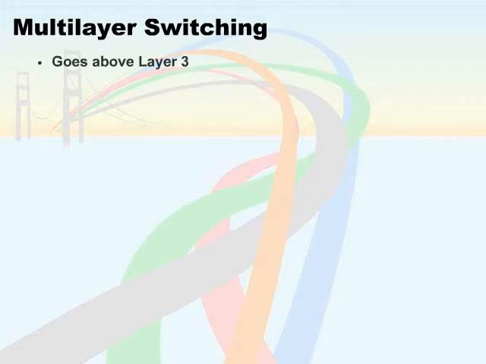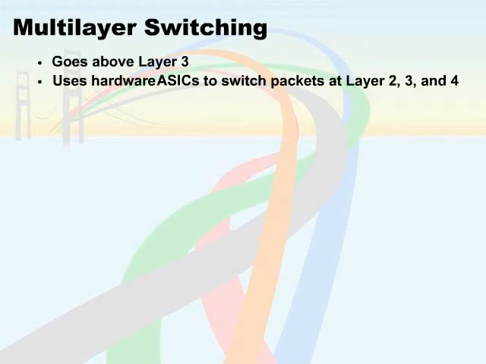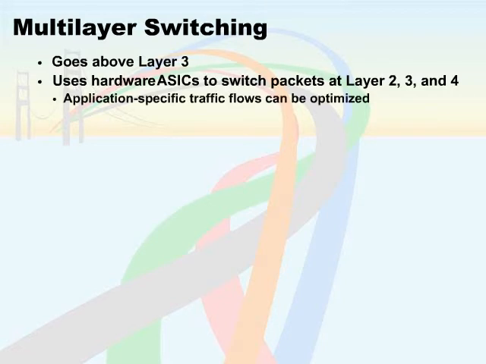Multi-layer switching goes above Layer 3 by using hardware ASICs to switch packets at Layer 2, Layer 3, and at Layer 4, where ports can be examined. This means that application-specific traffic flows can be optimized. Multi-layer switching is able to do forwarding at wire speed, so that instead of leaving the switch, all of a sudden hitting a router on a 100 meg interface, slowing down the entire process to do route determination and becoming a bottleneck, it can move everything on the backplane of the switch.